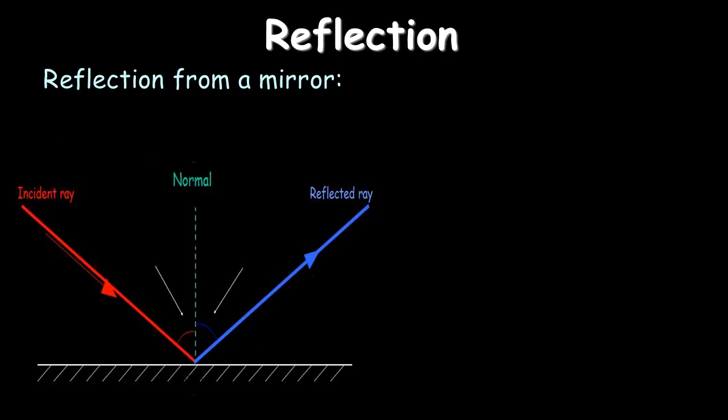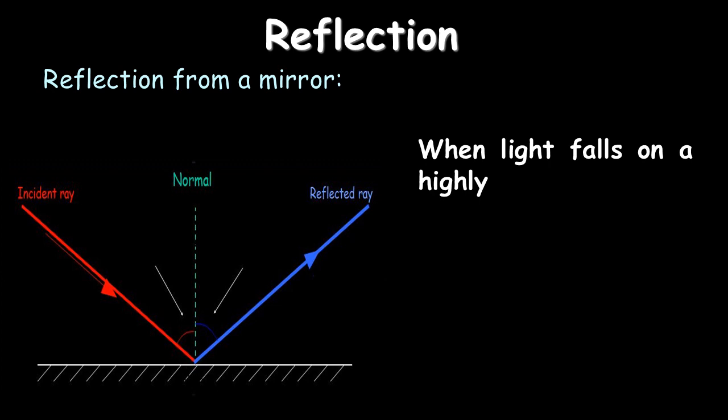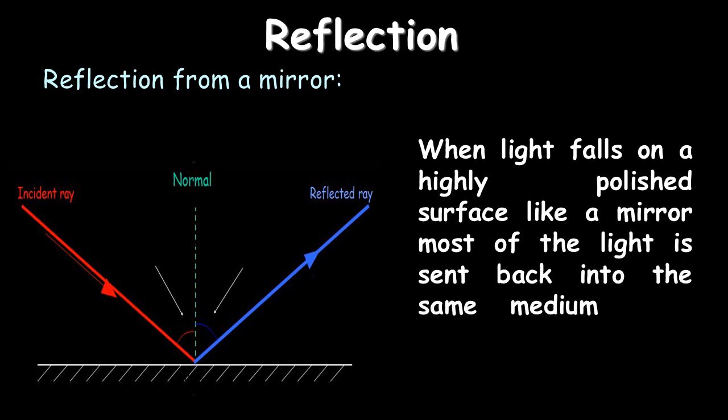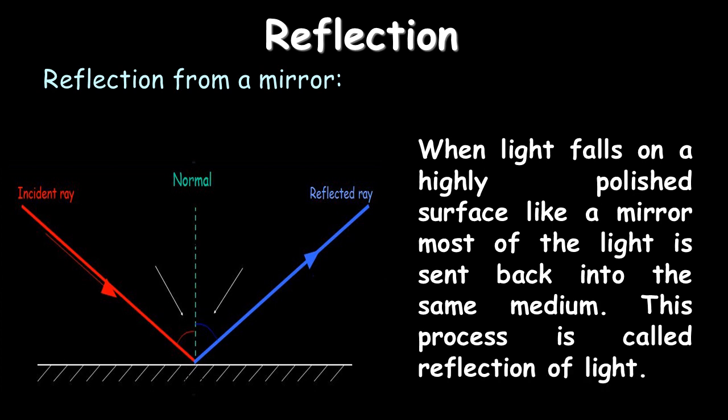Without reflection, we cannot observe any object. So what is reflection? Reflection is when light falls on a highly polished surface, like a mirror, most of the light is sent back into the same medium. This process is called reflection of light. That is, in simple words, the rebounding of light from one medium to the other medium is known as reflection.